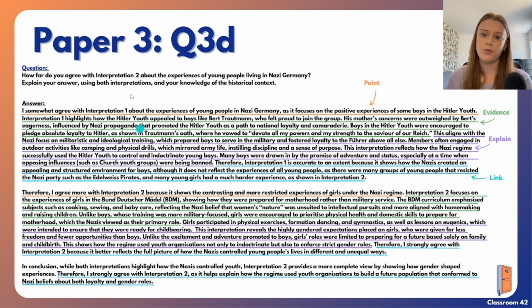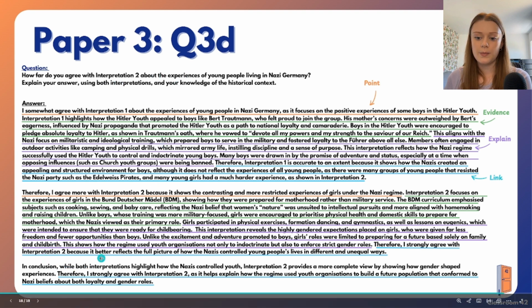So this conclusion, we need to really focus on the question about how far we agree with the interpretations. In conclusion, while both interpretations highlight how Nazis controlled the youth, interpretation 2 provides a more complete view showing how gender shaped experiences. Therefore, I strongly agree with interpretation 2, as it helps to explain how the regime used youth organisation to build a future population that conformed to Nazi beliefs about both loyalty and gender roles.